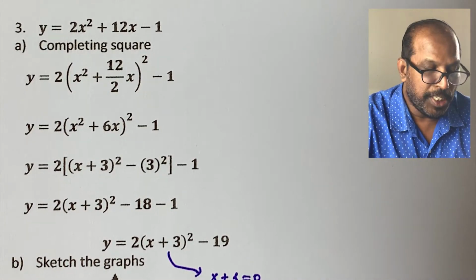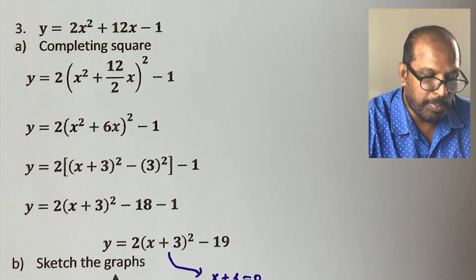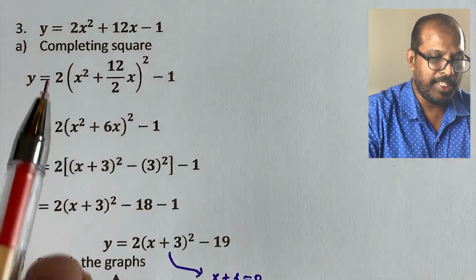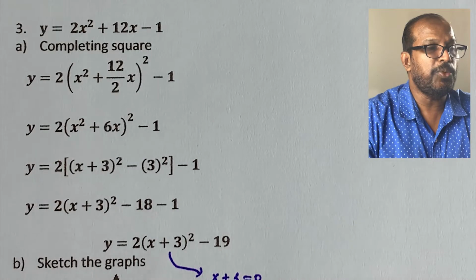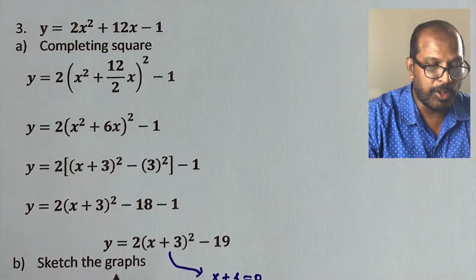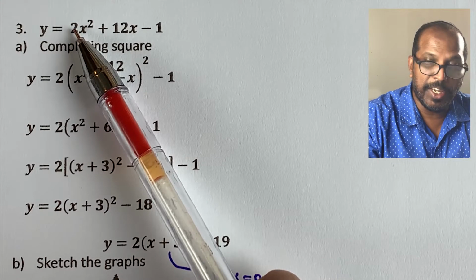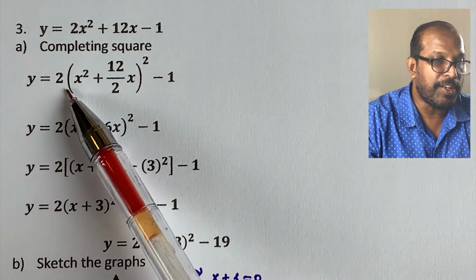Now we are going into the third example of the applications of completing the square. In the third example, you are given the function 2x squared plus 12x minus 1. So we need to complete the square. Since this is a 2, this falls under the case of a is not equal to 1. Therefore we need to factorize out.